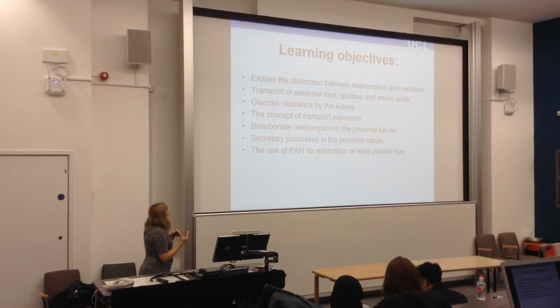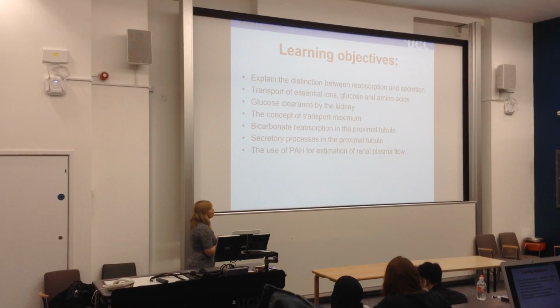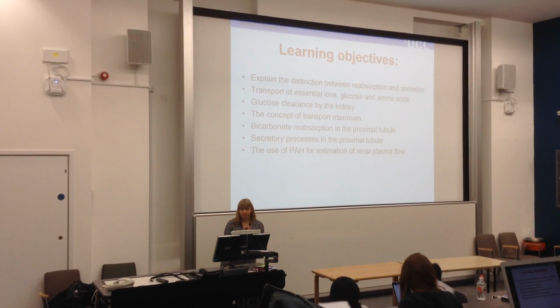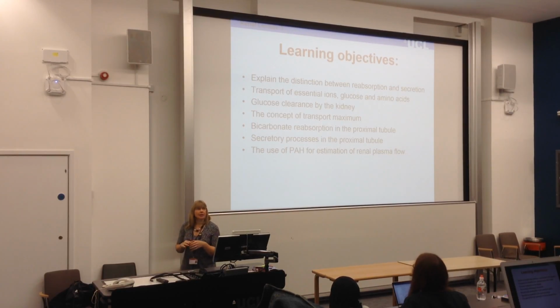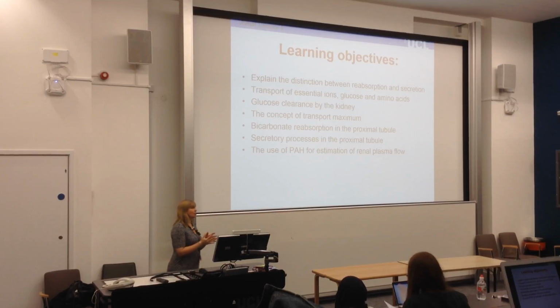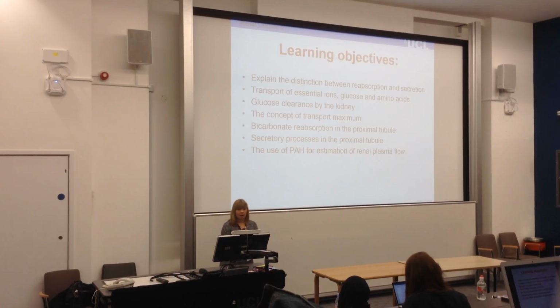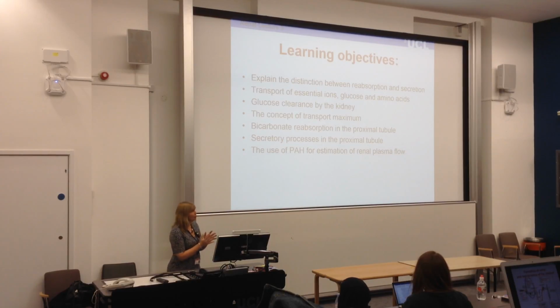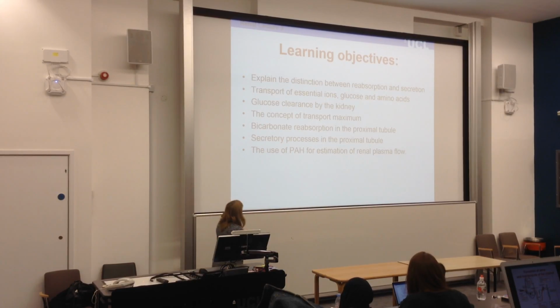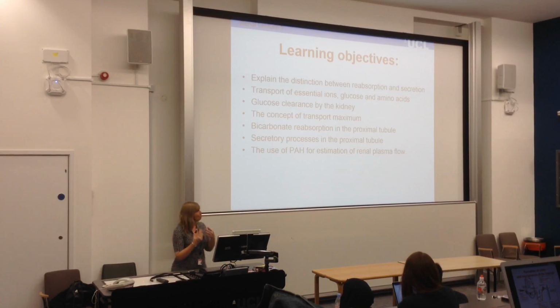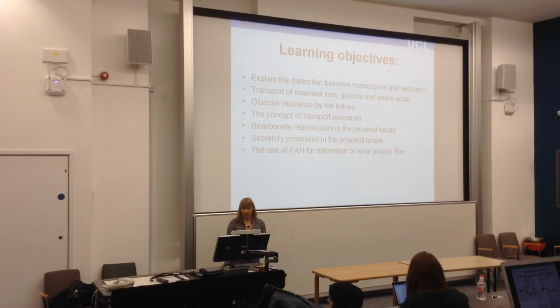We're going to look at the mechanisms involved in reabsorption and secretion, and how essential ions, glucose, and amino acids are transported. Again, the majority of the transport mechanisms occur within the proximal convoluted tubule. We'll look at the clearance of glucose because it's a model system for how the kidney is able to clear glucose.